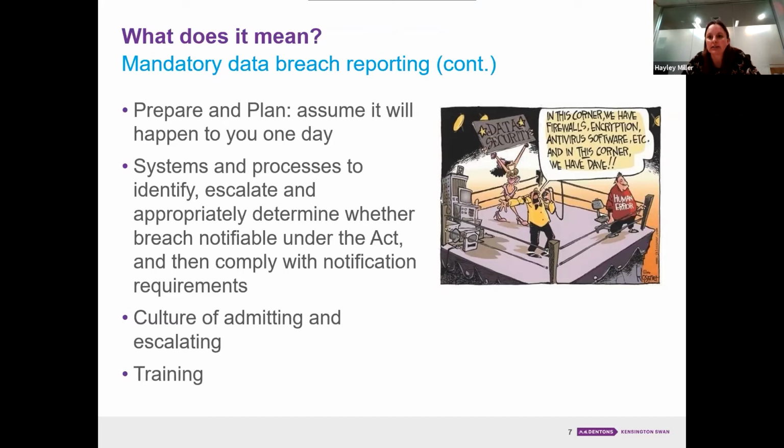Then, of course, you've got to have the right team in place. And a lot of the mandatory data breach reporting documents that we've been preparing or reviewing for clients have dealt not only with the pure legal tests, but also with all of the other aspects. So, do you need to bring in the police? Should you be phoning your insurer? There's lots of other commercial and practical elements that should be factored in. But again, back to how do you achieve this? Definitely a culture of admitting there's been a mistake, escalating it up, and training people to understand what is a privacy breach.